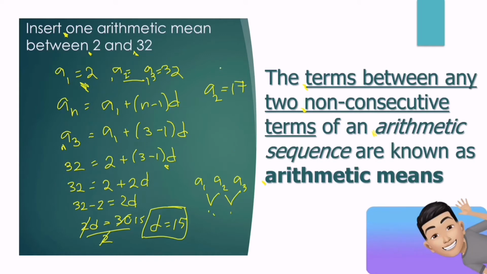Let's check if that is correct. Tingnan natin ha. So, ayan, medyo ang gulo ng aking solusyon. So, the arithmetic mean in between 2 and 32 is 17. Check natin. Anong difference nito? 15, and 32 minus 17 is 15. Okay, that's it. Malinaw ba? Okay. So, sana naiintindihan nyo at nakakasunod kayo. So, proceed na tayo sa next example natin.